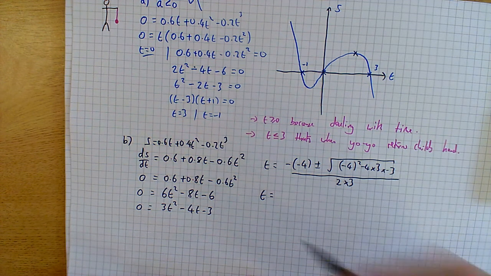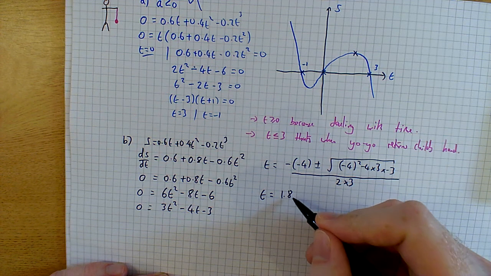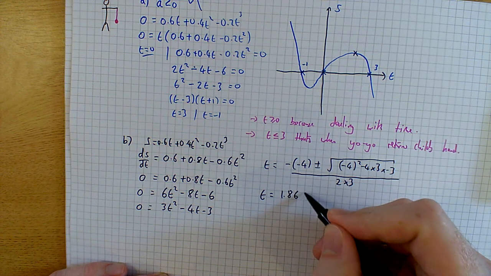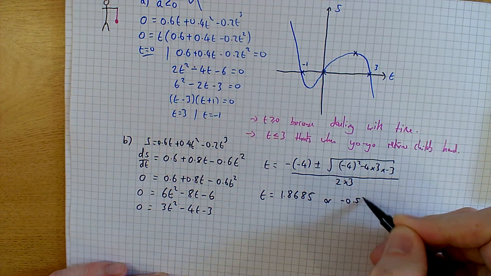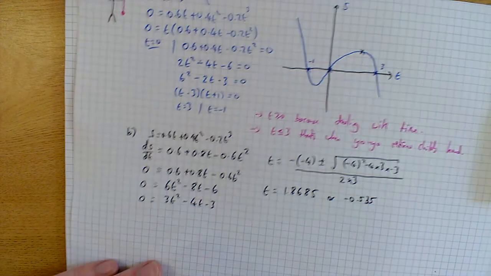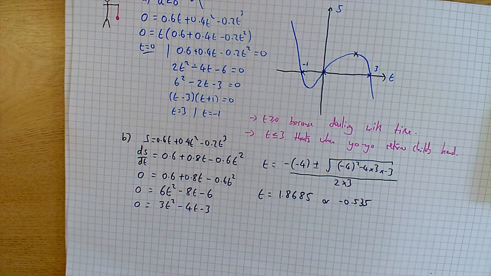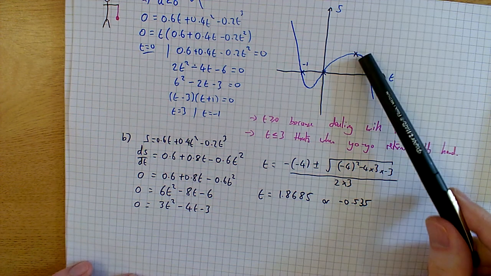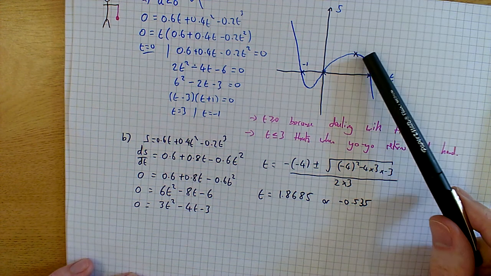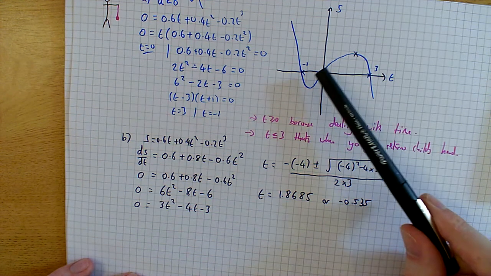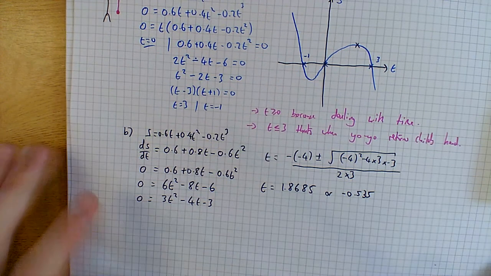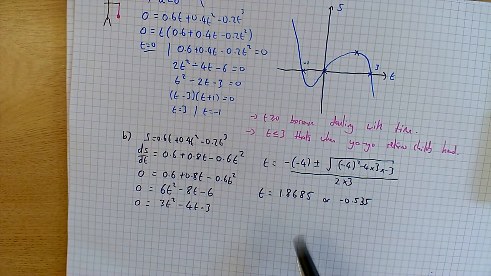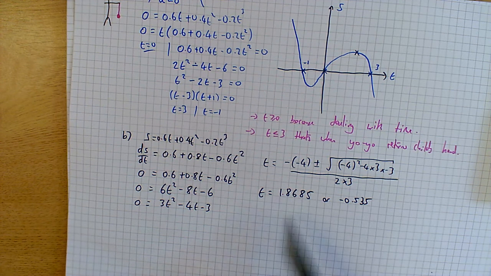Okay, so we get two values of t, we get 1.8685 and minus 0.535. Now that fits with our graph because we've got two turning points. We've got this one here, which will be the 1.8 because it's between 0 and 3, and then one between 0 and minus 1, which you can see here will be the minus 0.53. So if we're looking for the maximum distance from the hand, we've found that that occurs at this time.